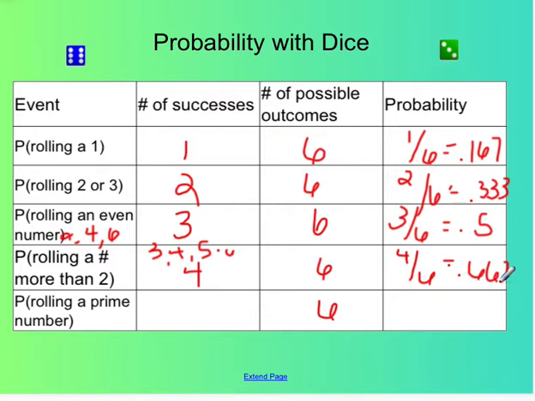So the probability of rolling a prime number. Now remember, a prime number is a number that can only be divided by 1 and itself. So 1 is not a prime number. 1 is not a prime number. So the prime numbers on the dice are 2.